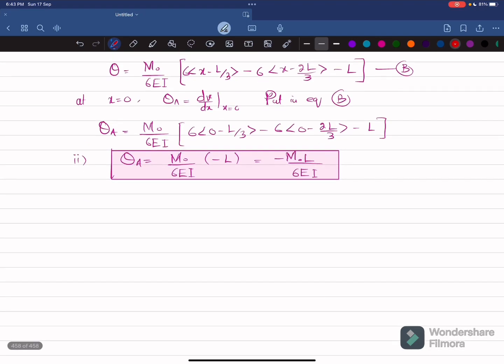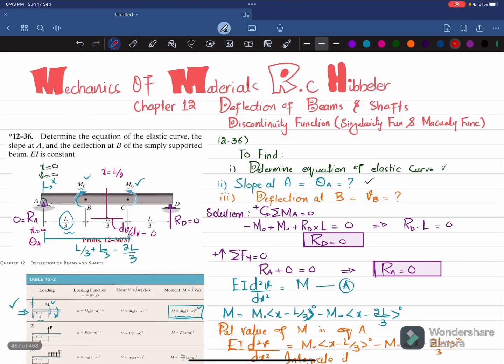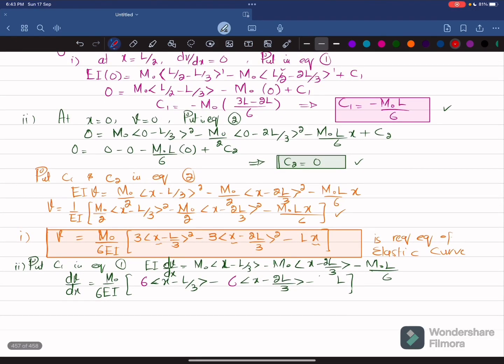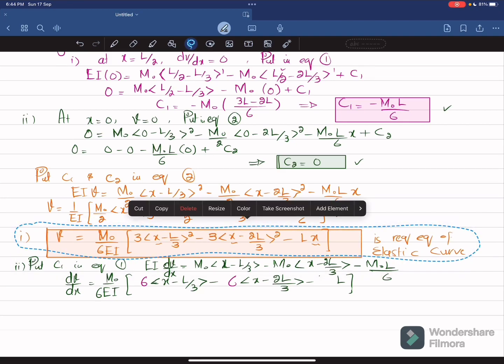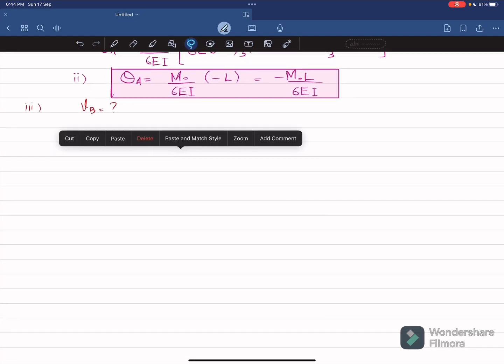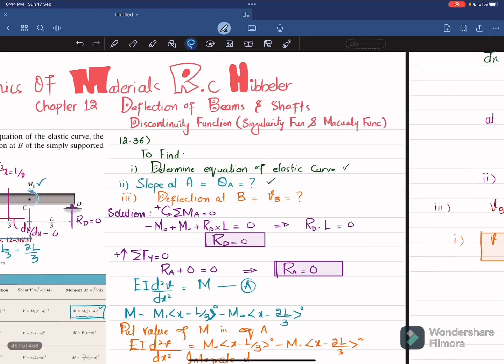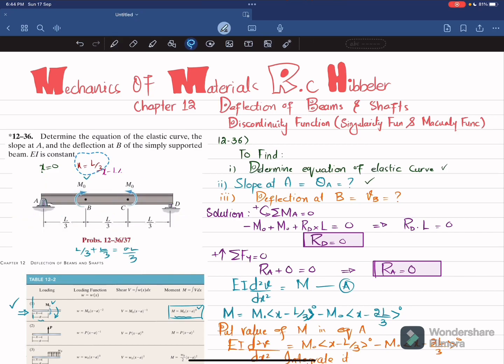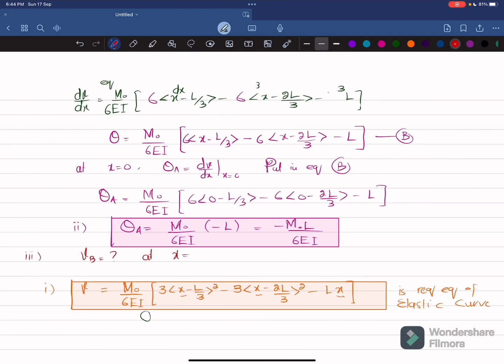Now we'll move toward the third part, and in the third part we have been asked to find the deflection at point B. Let me show you the deflection at point B. That is x is equal to L by 3. So what we will do is that we will first copy the equation of deflection. This is the equation of deflection, or equation of elastic curve. Let me copy it, and we will move toward the second page here. We will paste it. So this is the equation for VB, deflection at x is equal to L by 3. Okay. So at x is equal to L by 3.